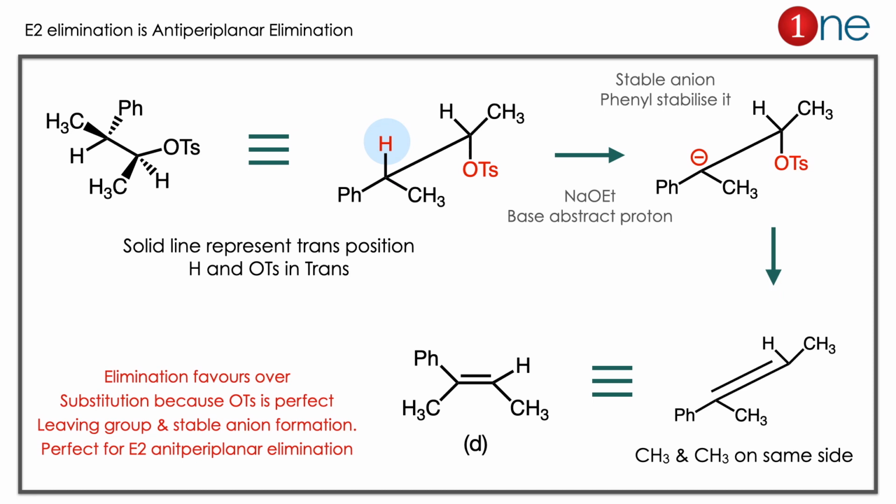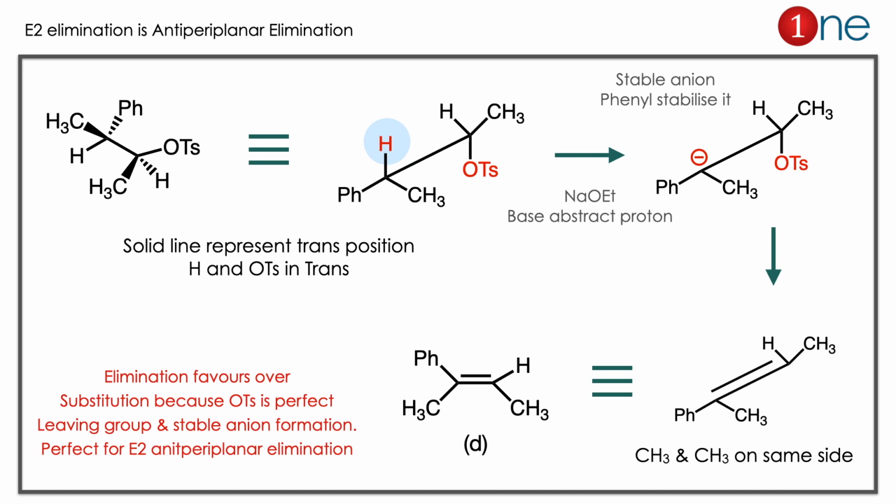Here the reaction that really happens is E2 elimination. Why? Because H and OTs are trans to each other. So what really happens is, first step, you have removal of H plus due to the base, and you have anion formation. It can be easily understood by the Sawhorse structure.